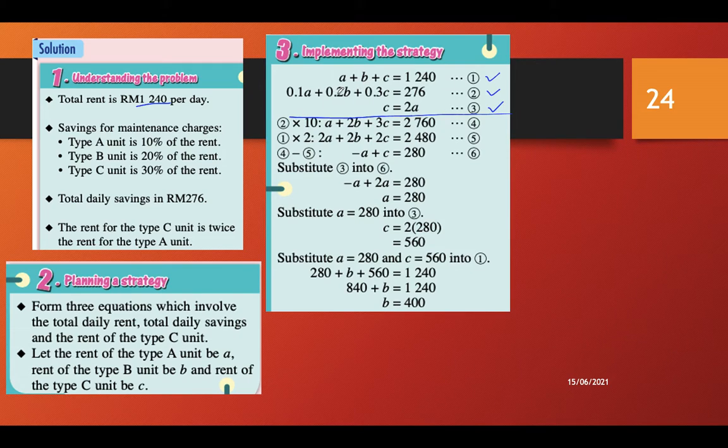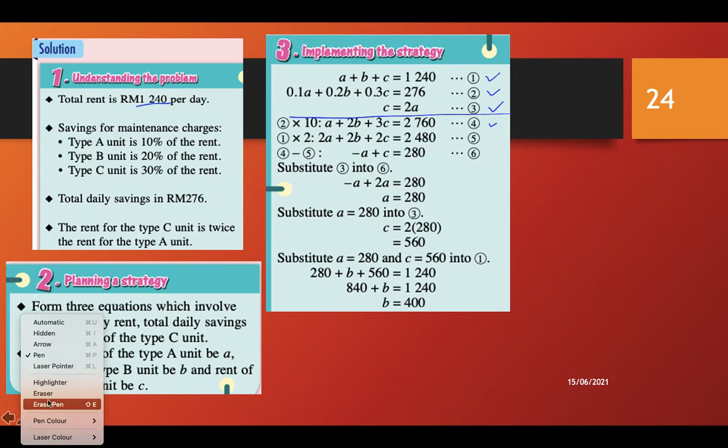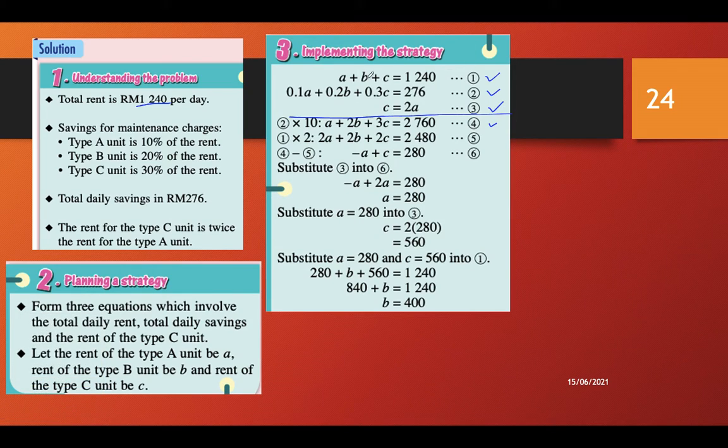Ni. From number 2 ini, dia 0 point ni susah kan? So, saya darab 100, darab 10. Jadi, dia dapat A plus 2B plus 3C equals to 2760. Dapat equation number 4. Okay. Lepas tu, equation number 1 darab 2. Ini darab 2. So, dapatlah sini. Okay, 2A tambah 2B tambah 2C sama dengan 2480. Ini dapat equation 5.